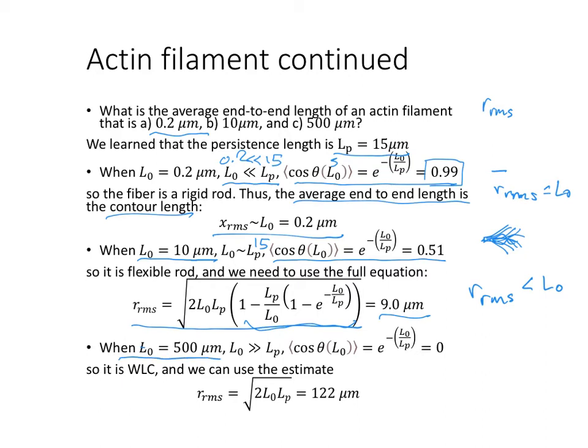Then our last question is, what about a contour length of 500 microns? So in this case, 500 is much greater than 15, and in fact, if we had measured that cosine, we'd see that we went down to 0. The two ends are completely disoriented relative to each other. So now we can use the root mean squared. We can use the estimate of the square root of 2 times L naught times LP, and we get 122 microns. And so that is a situation where we have something that is curling around like this.